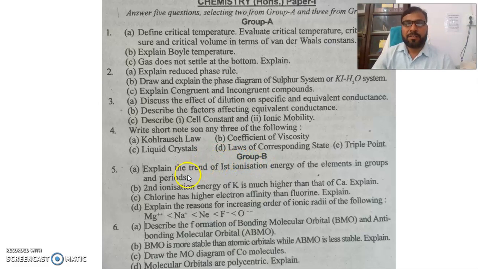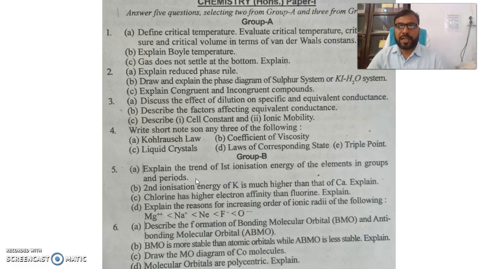Now group B, question number 5. Explain the trend of first ionization energy of elements in groups and periods. Second ionization energy of K, potassium, is much higher than that of calcium. Explain. Chlorine has higher electron affinity than fluorine. Explain it. Explain the reason for the increasing order of ionic radii of the following: Mg2+ less than Na+ less than F- less than O2-.